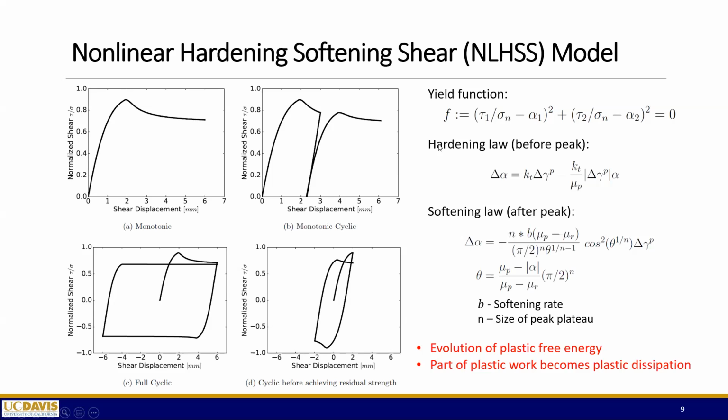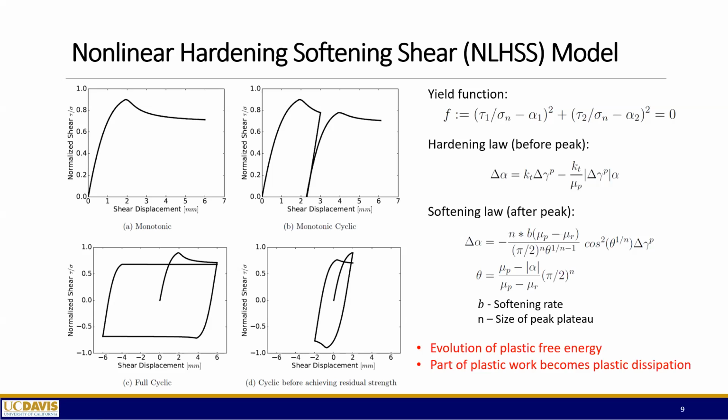So again, before the peak, the yield function for this model is exactly the same. The hardening law before the peak is also the same as in the previous one, but now we add an after-peak softening branch. The softening law here is defined by those two equations and the two material constants that are related to the softening rate and the size of the peak plateau.